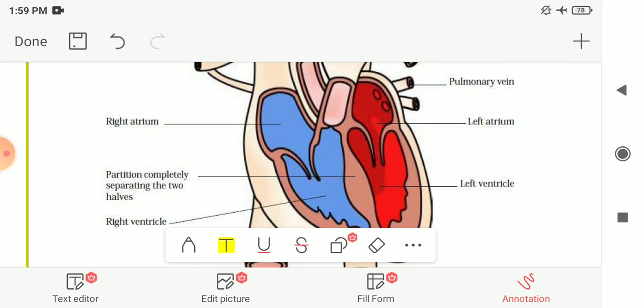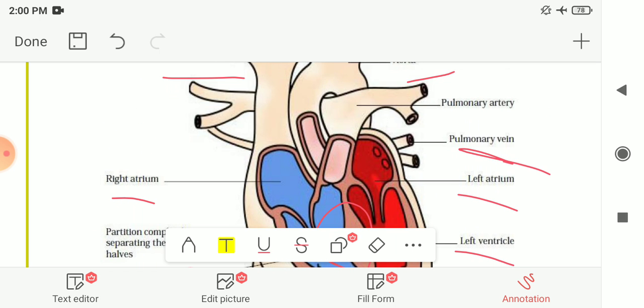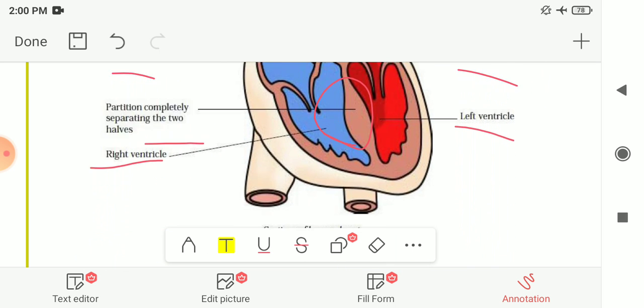Then on the right part it is shown to you, that is the right atrium and right ventricle. Between them, this is the partition which separates the 2 different halves of the heart. Here the pulmonary vein is shown to you. Then the left atrium and left ventricle are also shown to you. This one is the pulmonary artery. So these are the different parts of the heart.